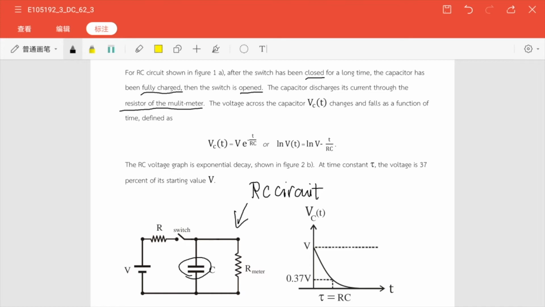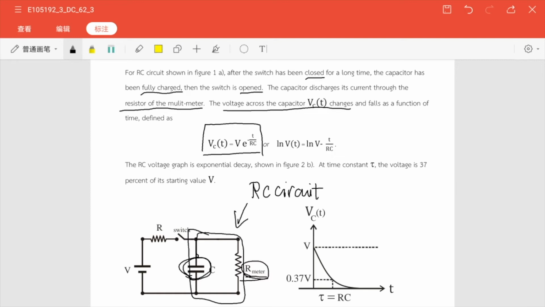This capacitor has been charged. Then it goes to this circuit, where we give a voltmeter in parallel with the old circuit. After we open the switch, the capacitor becomes a power supply, like a battery, to make a new circuit with the meter resistance. Then the voltage across the capacitor changes and falls as a function of time, defined as this function.